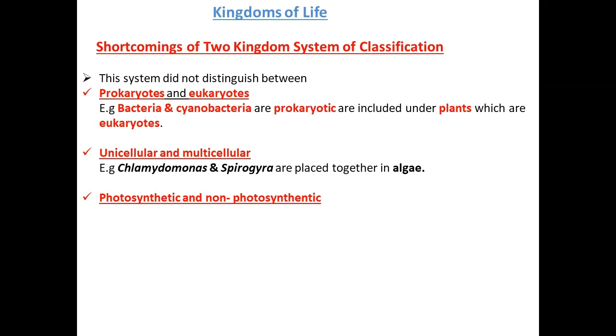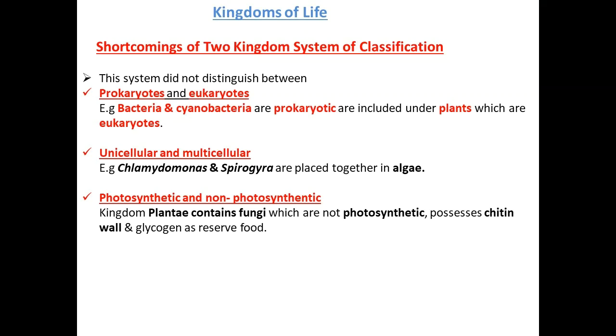Photosynthetic means plants, they prepare their food themselves, but fungus, which is colorless, and whose cell wall is made up of chitin, is kept in the kingdom Plantae. Fungi are saprophytes, fungus is saprophytic. So this system of classification is not able to distinguish between photosynthetic and non-photosynthetic organisms.